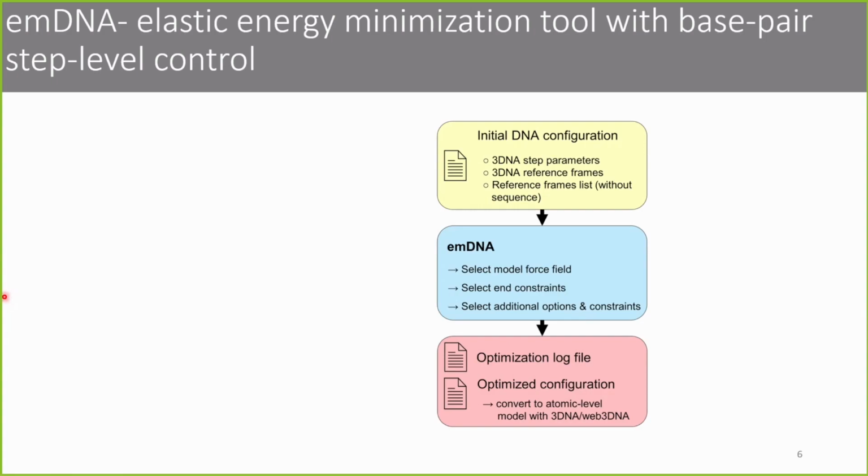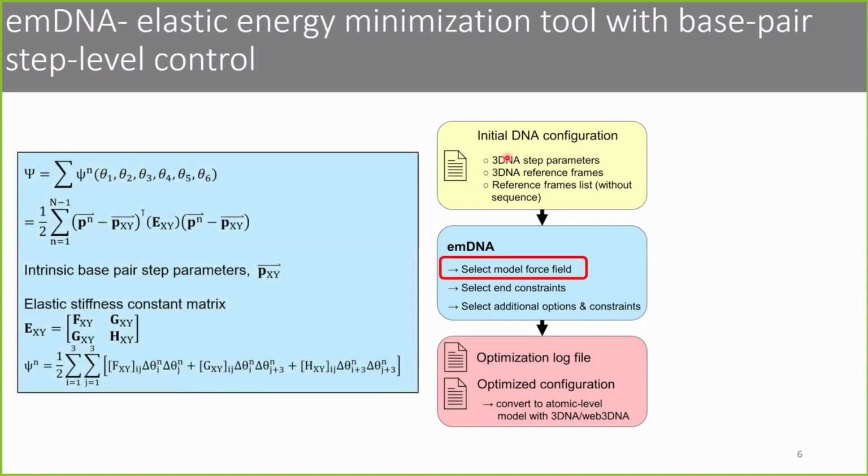All we really need is one file in order for the optimization to occur, either in reference frame formats or step parameter formats based on a scheme known as 3DNA. There's a website known as Web3DNA, which you're free to check out as you wish, but it's a format that is either base pair step parameters or reference frames. All we need is one file that has that information.